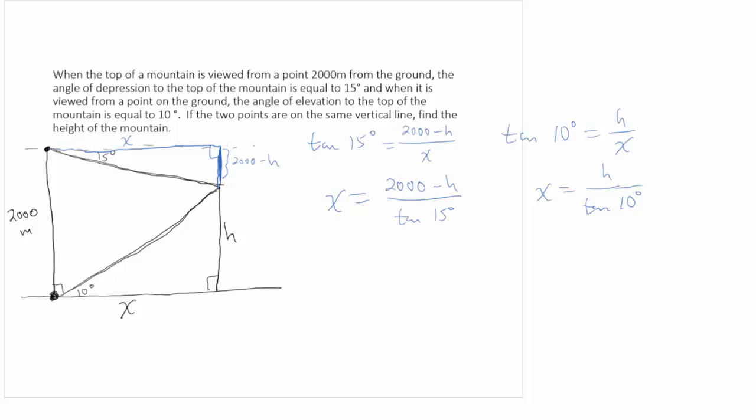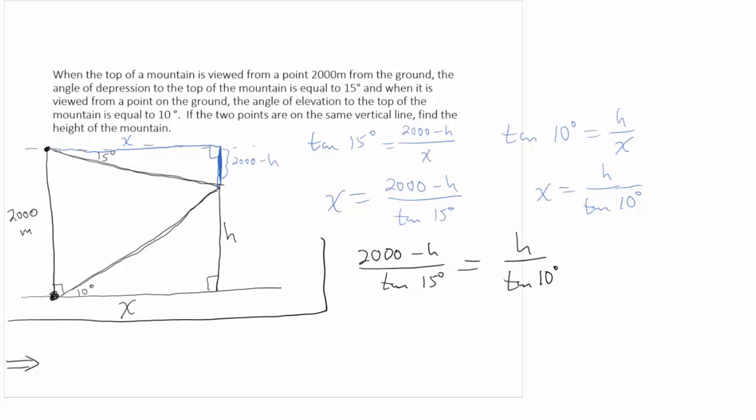Now, if x is equal to 2000 minus h over tangent 15 degrees, and x is equal to h over tangent of 10 degrees, then I can set those two equal to each other. So 2000 minus h over the tangent of 15 degrees would be equal to h over the tangent of 10 degrees. Now notice there's only one variable in this equation, and that is h, and we'll solve for h. Now we have a proportion, so I'm going to rewrite it using cross products. So 2000 minus h times the tangent of 10 degrees would be equal to h times the tangent of 15 degrees.